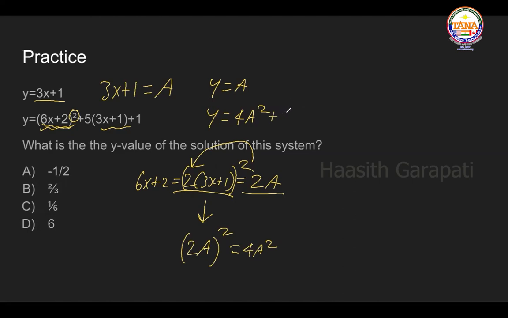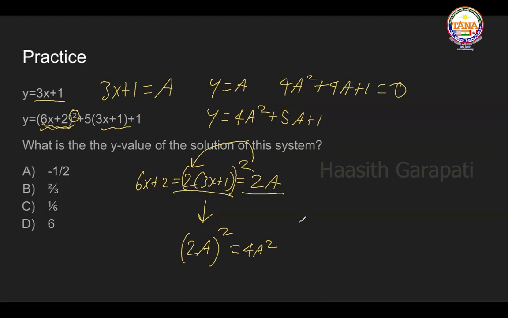Then it's smooth sailing from there on. 5a plus 1, you simply set them equal to each other, and you end up with 4a squared plus 4a plus 1, which is equal to 0.